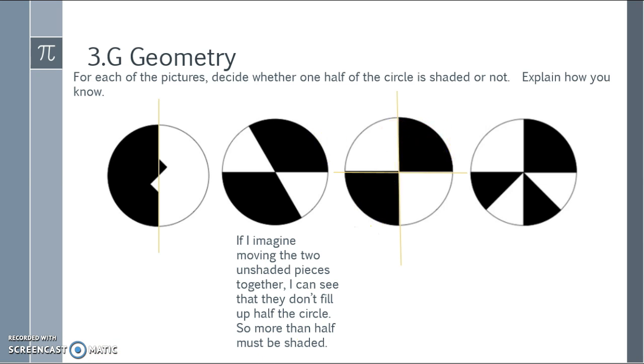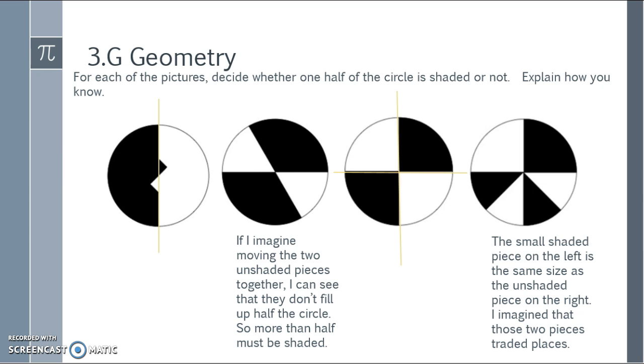And then finally, the last one, the small shaded piece on the left is the same size as the unshaded piece on the right. So I imagine that these two pieces trade places, and therefore we would have equal amounts of shaded and unshaded. Next week, we are going to finish third grade.